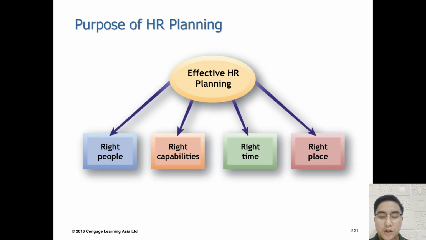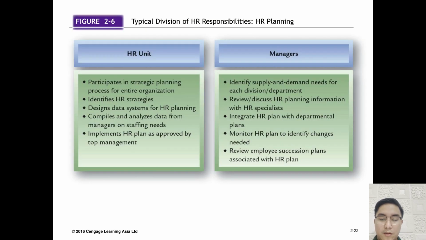Effective HR planning: the right people, the right capabilities, at the right time, and also the right place. HR unit. The HR unit participates in strategic planning processes for the entire organization. It identifies HR strategies, designs data for HR planning, compiles and analyzes data from managers on satisfying needs, and implements the HR plan as approved by top management.